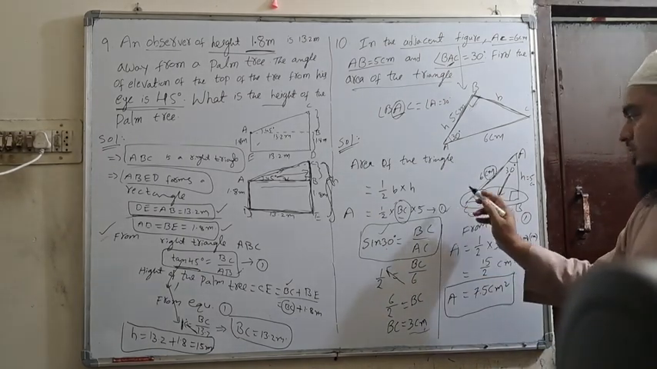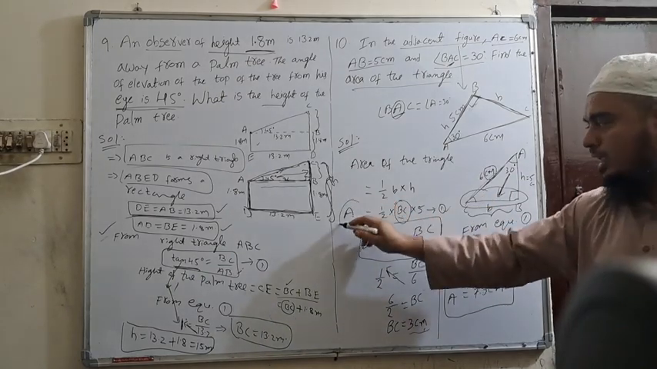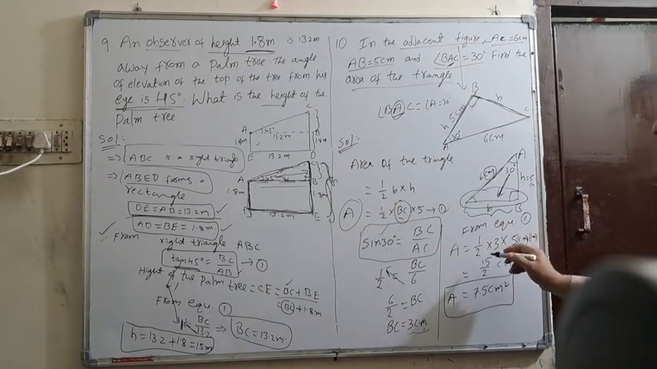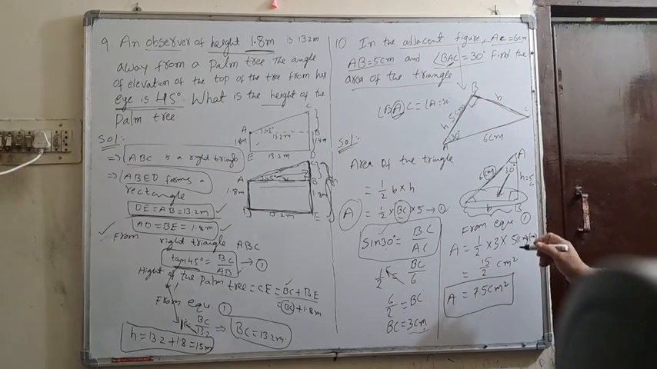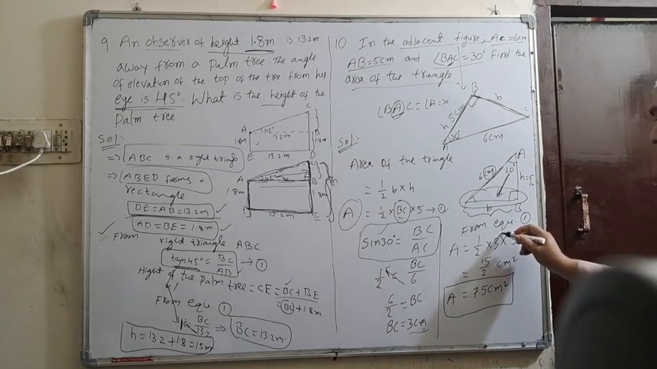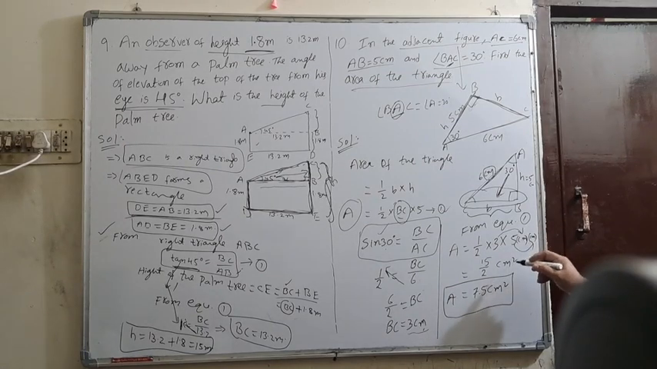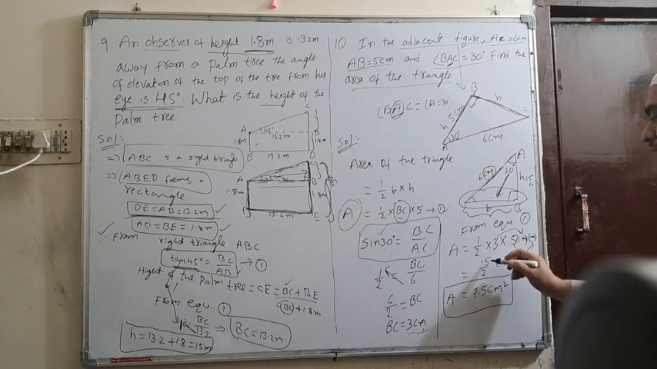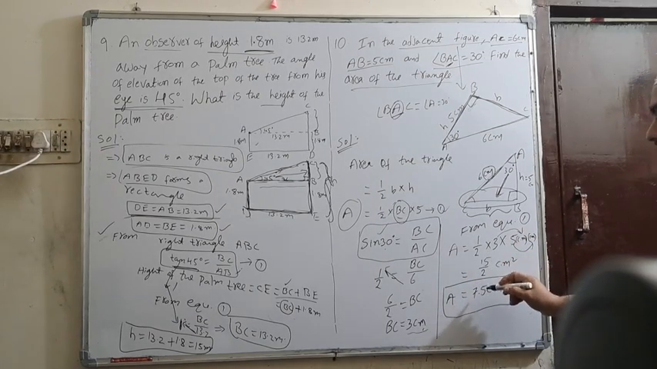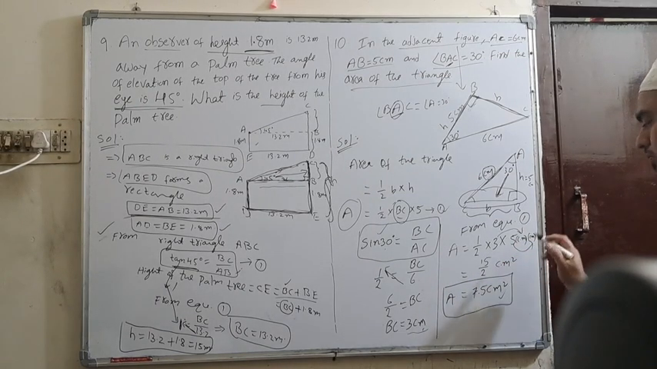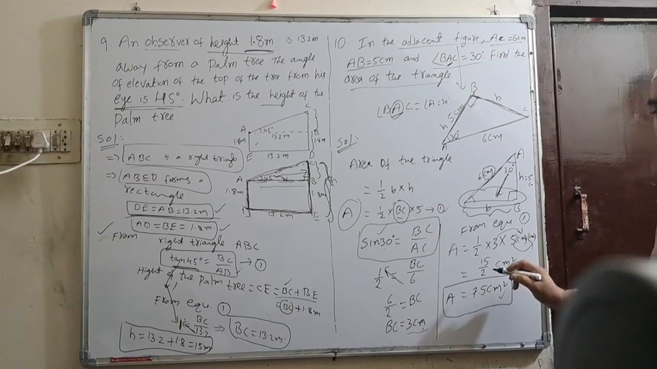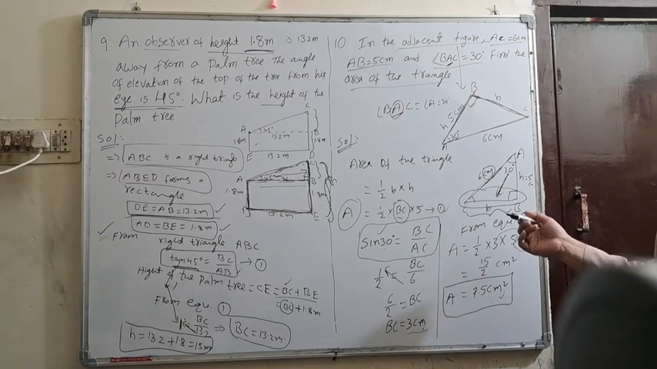Finally, from this equation 1, which we have named for the area of the triangle, area is 1 by 2 into 3 into 5. For 3 it is centimeters and for 5 also it is centimeters. So centimeter into centimeter is going to be centimeter square. 3 into 5 is 15 divided by 2, which is nothing but 7.5 centimeter square. So area always is going to be in centimeter square or meter square.